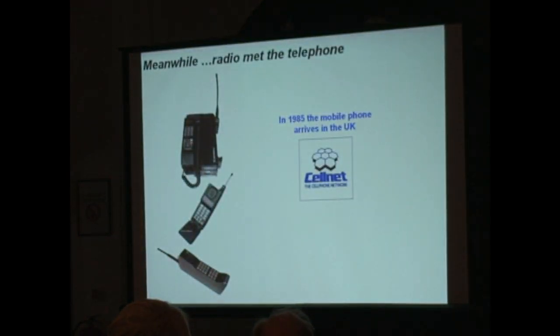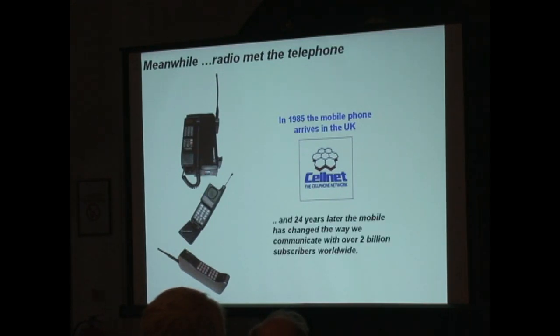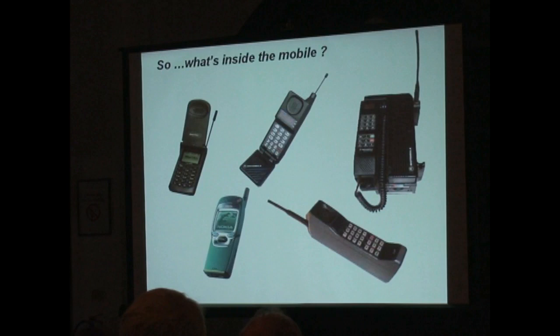But meanwhile, while all this was going on, the telephone started to integrate with advanced radio techniques, and in particular exploited micro-miniaturization of electronic components, such that it was only in 1985 that the mobile phone arrived in the UK. And now some 24 years later, it's changed the way that we all communicate, with over 2 billion mobile phone subscribers worldwide. So what's actually inside your mobile?